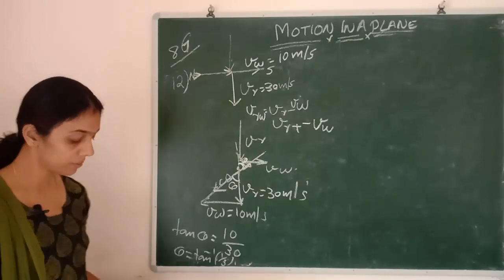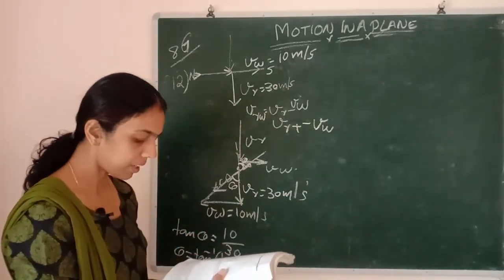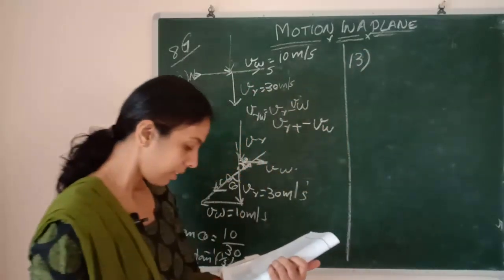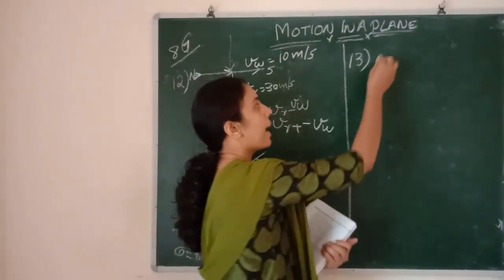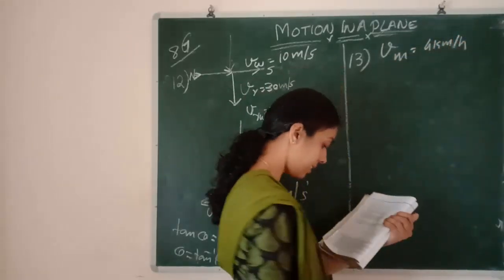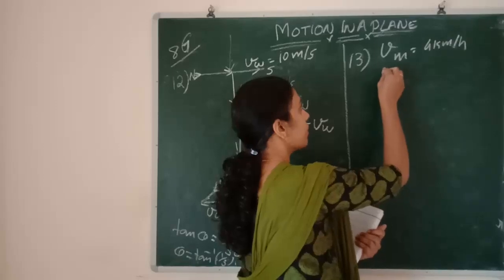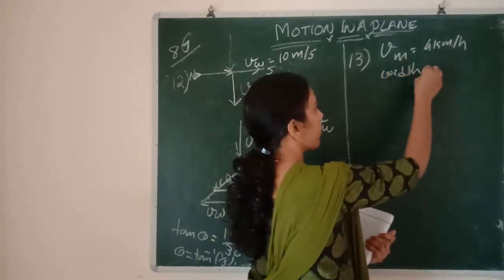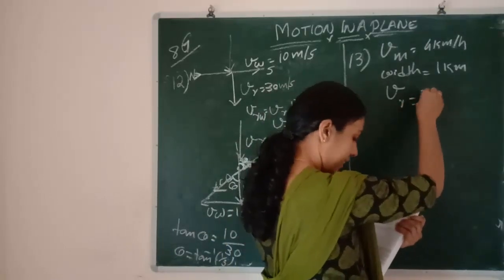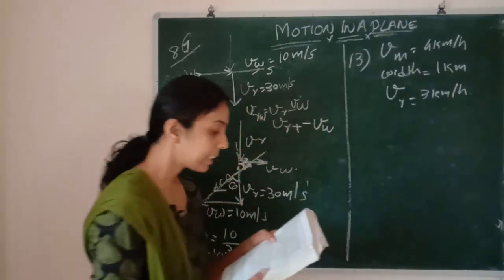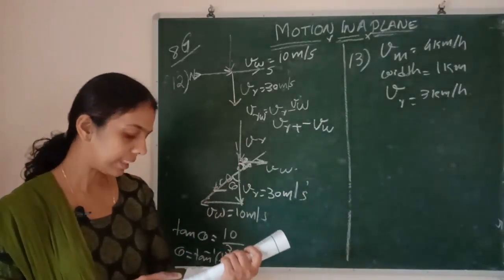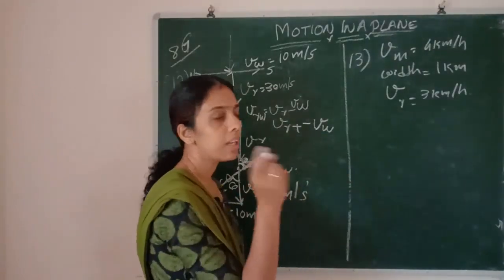Okay, so shall we move to the next question? The next one is the 13th one. A man can swim with a speed of, so velocity of the man is given as 4 km per hour. And the width of the river equals 1 kilometer. And the velocity of the river is given as 3 km per hour. He makes his strokes normal to the river current. He is going just normal to the river current. How long does he take to cross the river? If he is going normal, how long will he take?